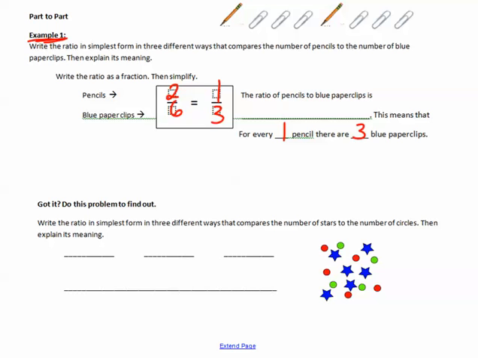All right, so why don't you do this one by yourself? It says write the ratio in simplest form in 3 different ways that compares the number of stars to the number of circles. So why don't you go ahead and do it? Write the 3 different ratios and then explain the meaning, just like up here. Okay, go ahead and pause the video and come back when you have it.